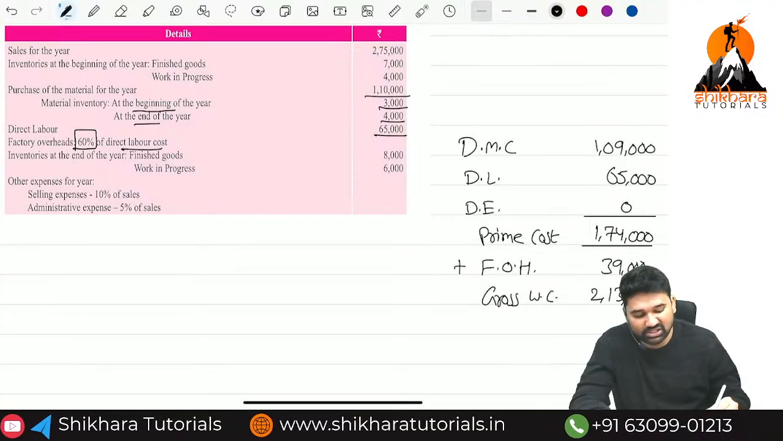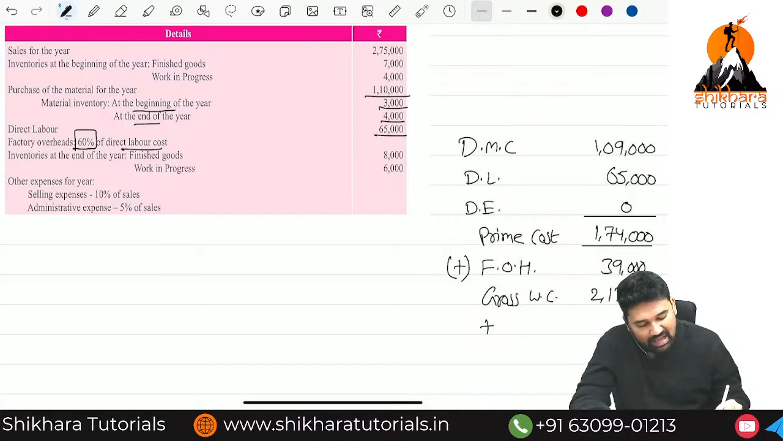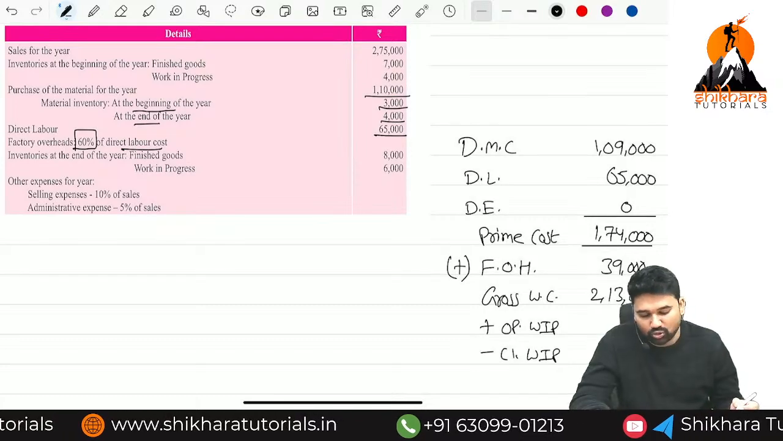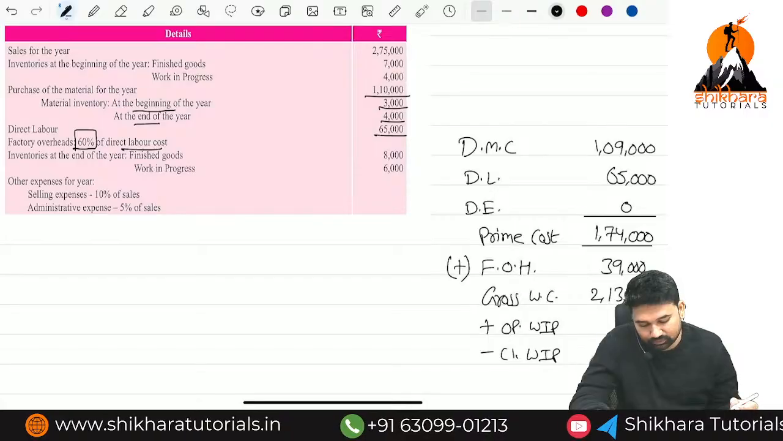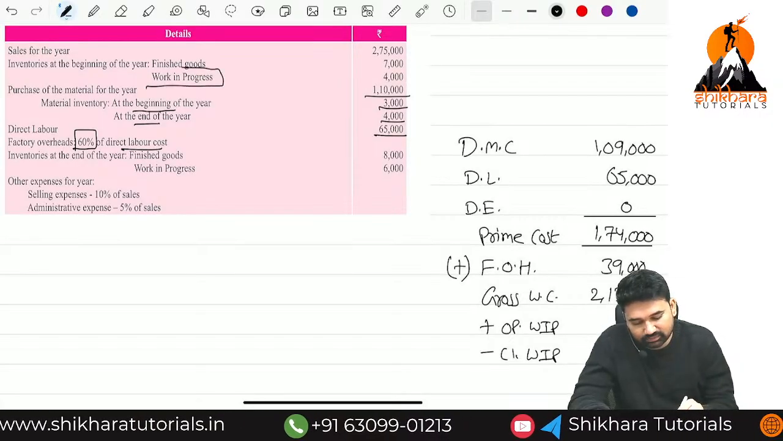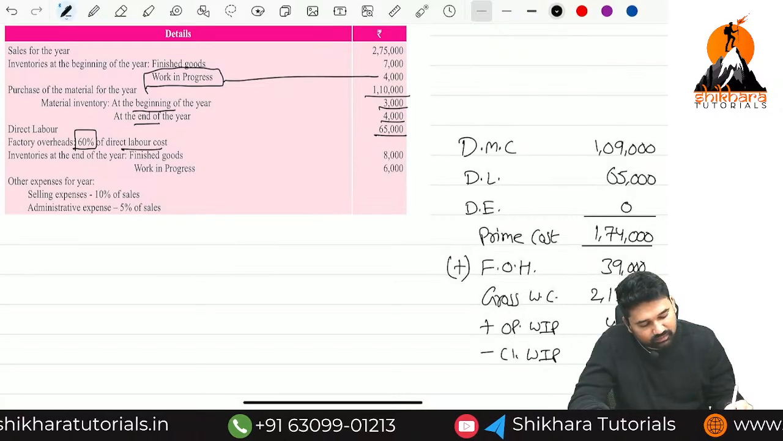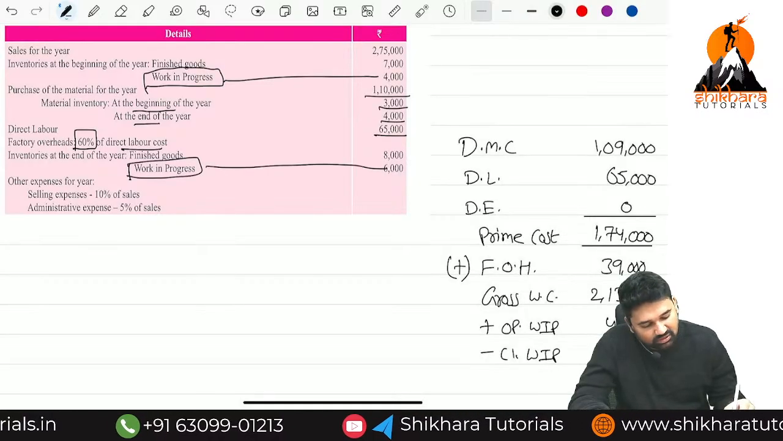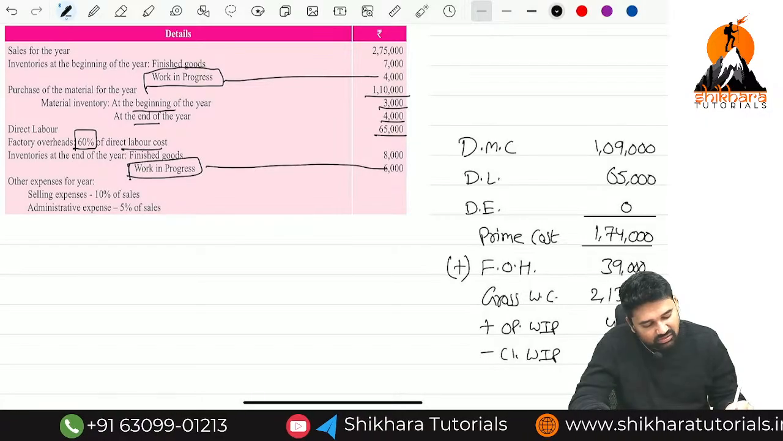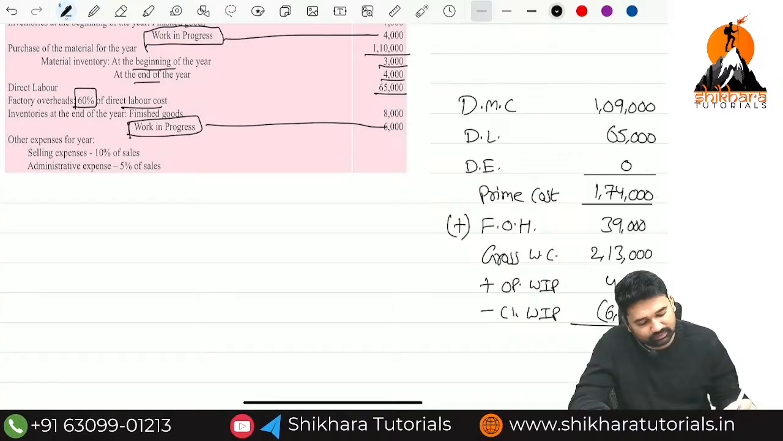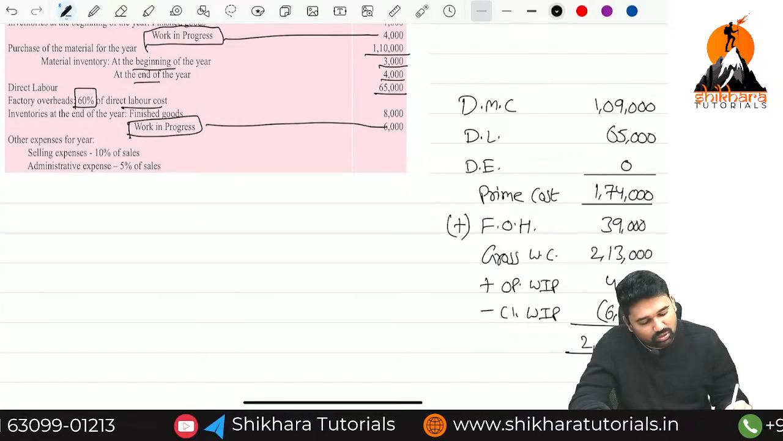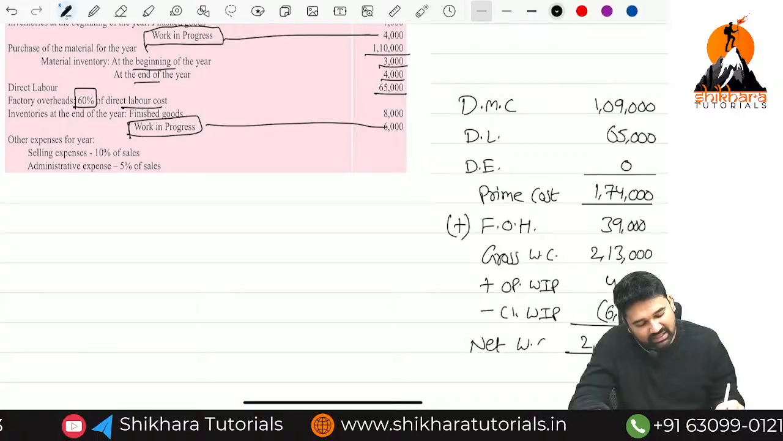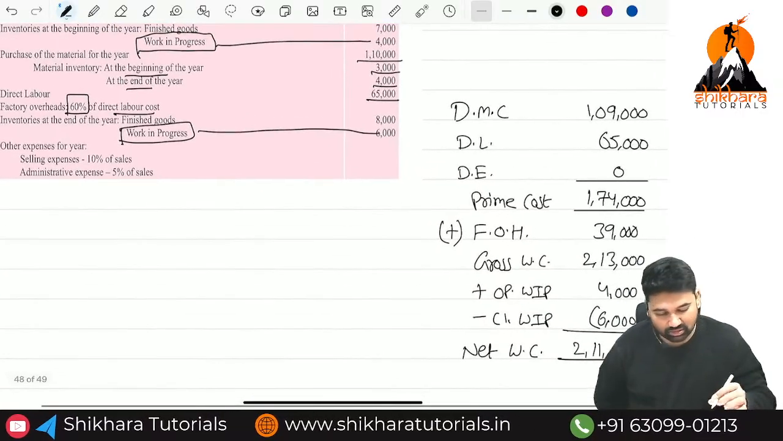We have to do a simple adjustment, and the adjustment goes like this. Add opening work in progress and deduct closing work in progress. So opening work in progress is how much? Opening work in progress is 4,000, and closing work in progress here is 1,000. I have to deduct 1,000. So the result will be how much? 2,11,000. And this result will be called net works cost. We'll do one thing.